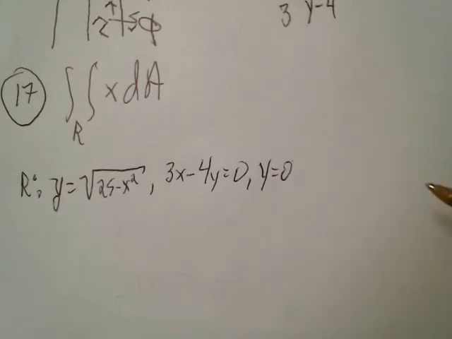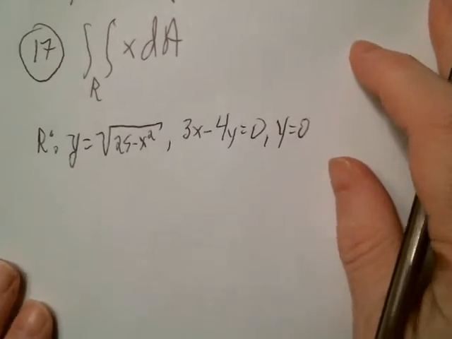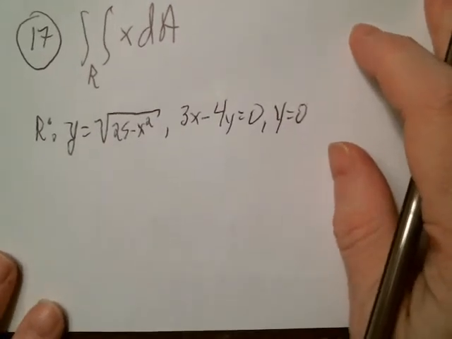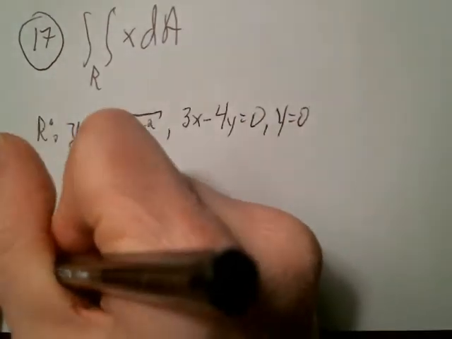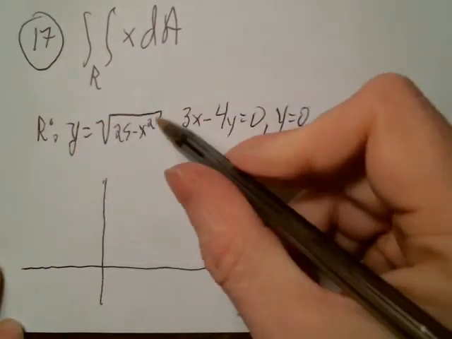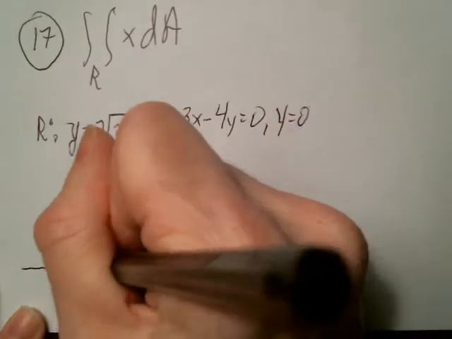Okay. So let's first get this region, I guess, drawn out. So this thing is a circle with radius 5.